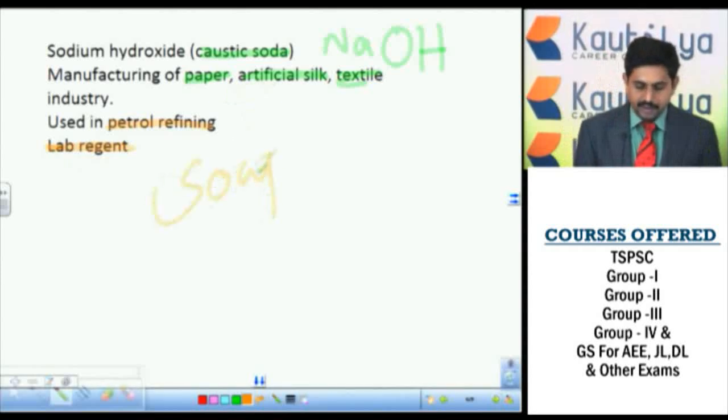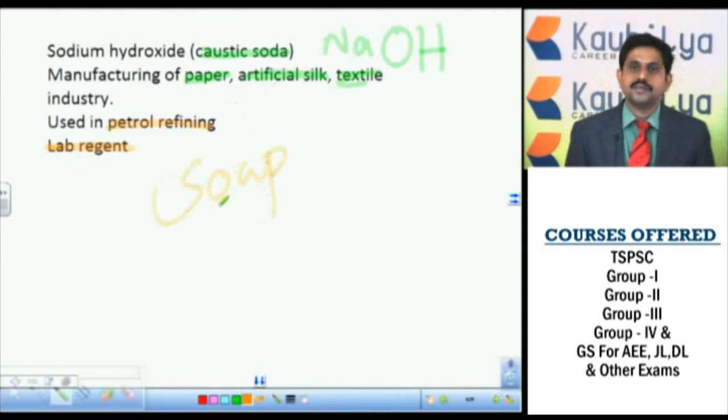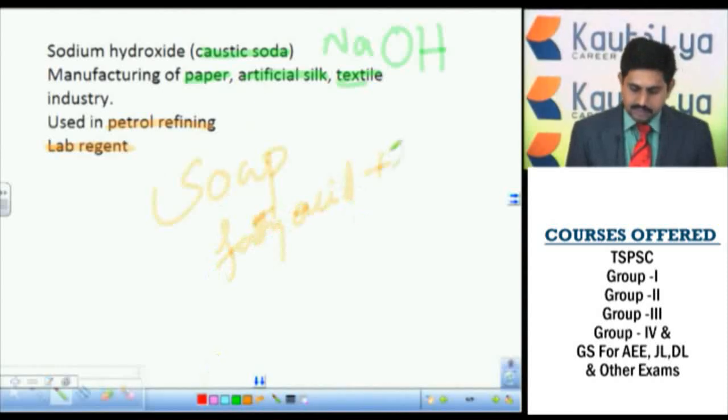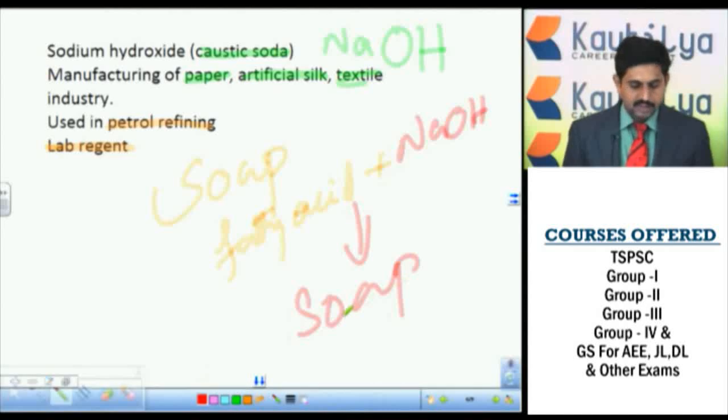Sodium hydroxide is also useful for the preparation of soaps. Already I told you that soap is considered a long chain fatty acid with sodium or potassium. A fatty acid plus sodium hydroxide gives soap. So it is useful in the soap industry also.